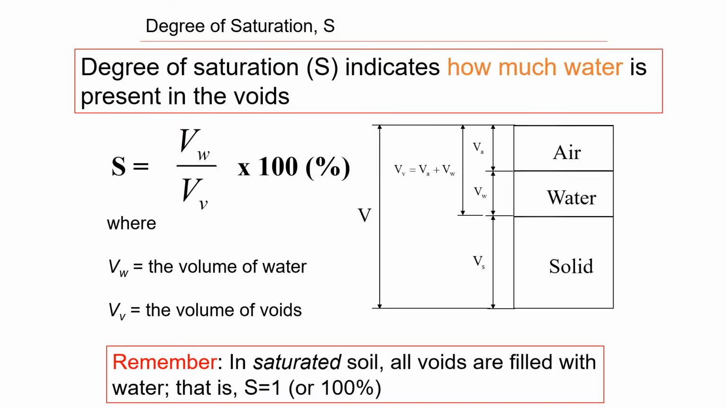Degree of saturation indicates how much water is in the voids. It is defined as the ratio between volume of water to the total volume of voids. We can present it as a ratio or we can present it as percentage. Remember that when soil is saturated, it means that all voids are filled with water, and then the degree of saturation is 1, or if we change it to percentage, it's going to be 100%.